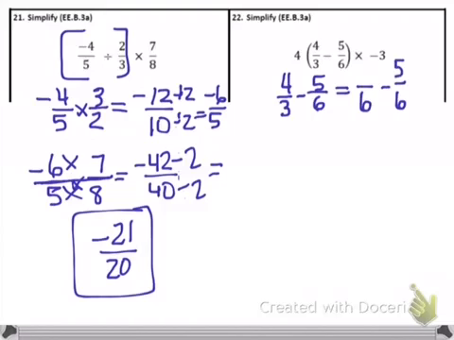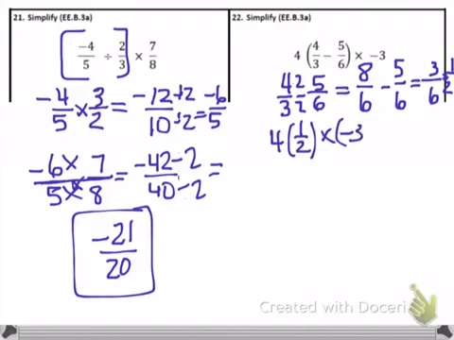Then this one right here, if I have to multiply this times 2 to make that a 6, then I multiply times 2 here, and that makes that 8. So now 8 minus 5 is 3. Denominator stays the same. I can go ahead and reduce this and make that into 1/2. So now I have 4 times 1/2 times negative 3.